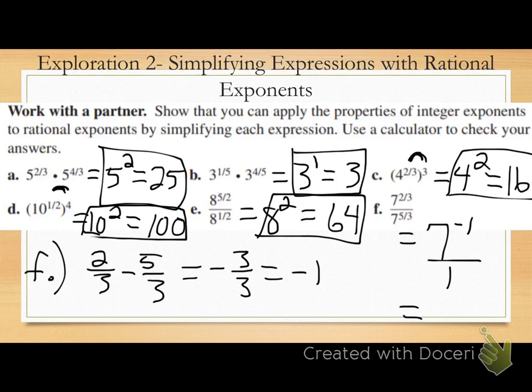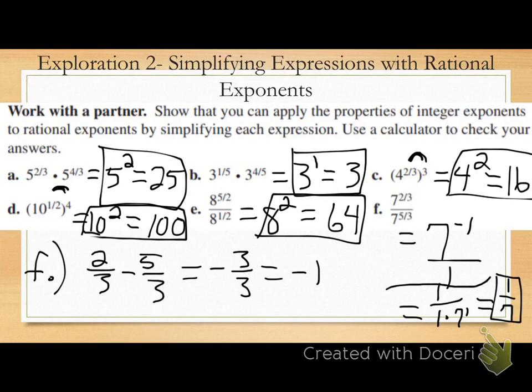What's 7 to the first? And then what would be left upstairs? 1, right? And then what is 7 to the first power? 7. What's 1 times 7? So I get 1 over 7. Everyone got that?